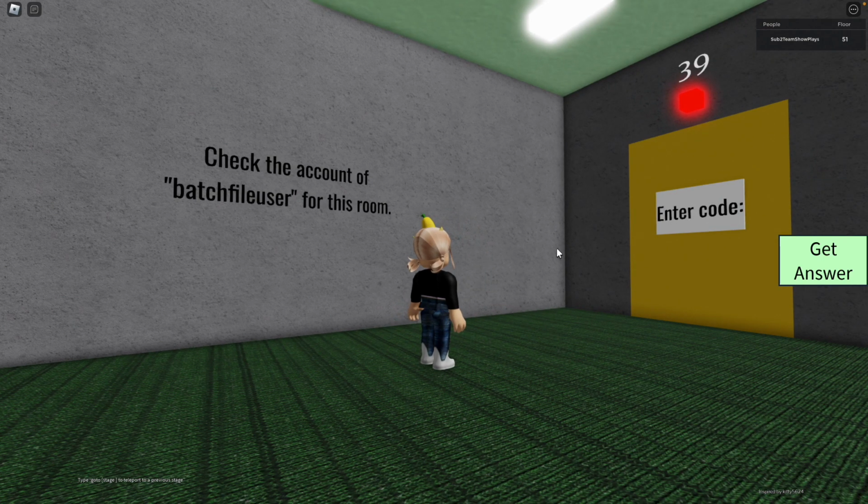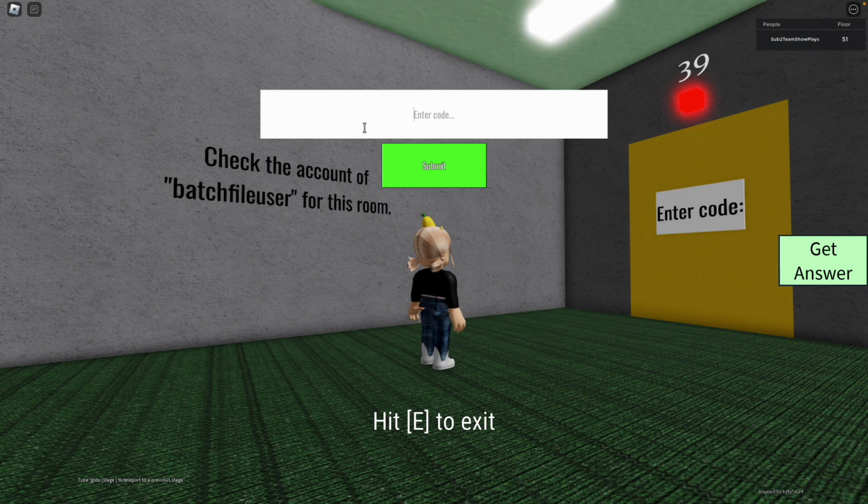Oh boy, here we go again, where they want us to leave the server, which this gets annoying to me. Anyone else? I don't like it. I don't want to do it. I've never had a game that makes me exit out as much as this game has. But I'm going to save you the agony of doing it and let you know. I went to batch file user's profile, and in the about section, if you'd like to do it on your own, under the code it says code is my join year. So you have to find out what year batch file user joined, and that is 2015.